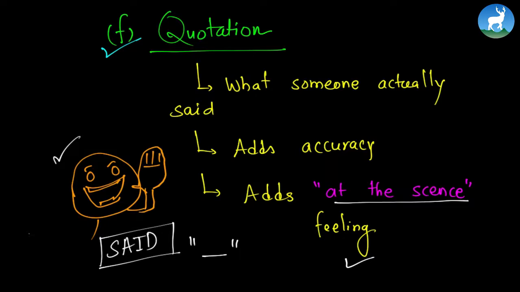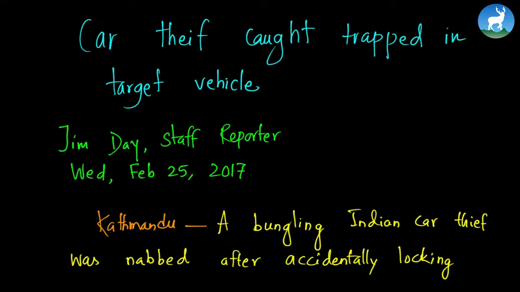in the example. Let us now study an example of a news report. Car thief caught trapped in target vehicle. Let us now also analyze the different kinds of elements that we just studied. So if I ask you, what is this? It is a headline. Very good. So this is the headline, car thief caught trapped in target vehicle.